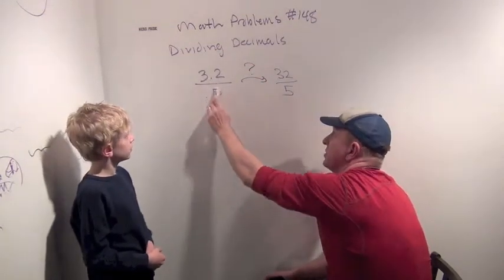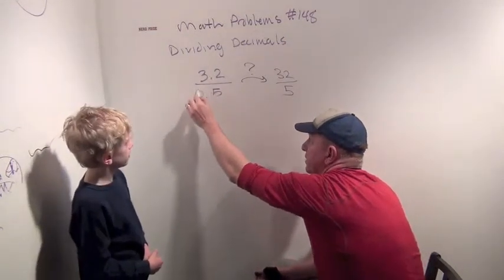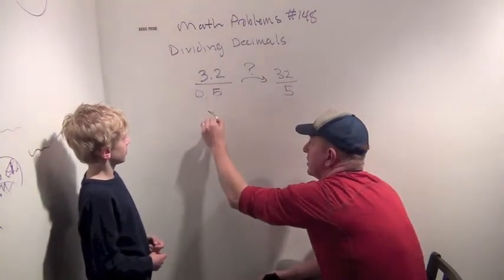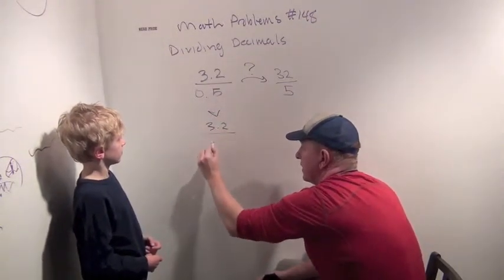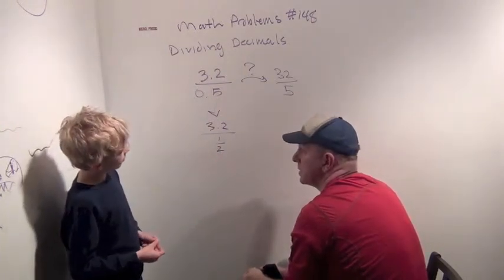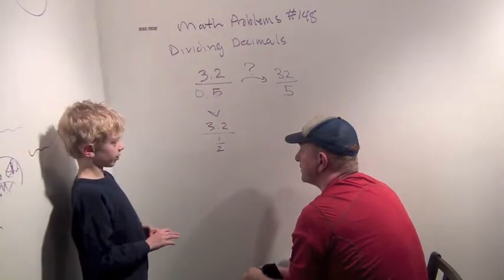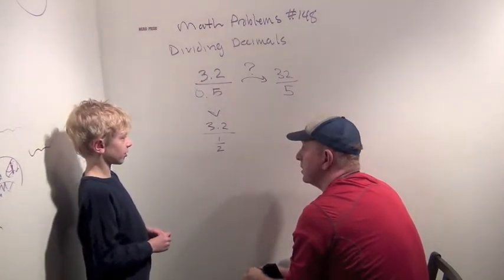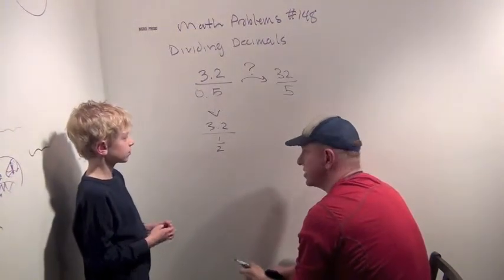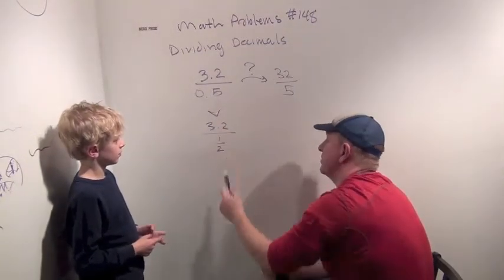Do either of these decimals look familiar to you? 3.2 or 0.5? Well, I think that's a half. Maybe this is 3.2 divided by 1/2. It might be hard to figure out what 3.2 is as a fraction, and I think that's later on in the section about decimals and fractions. But you knew what 0.5 was.